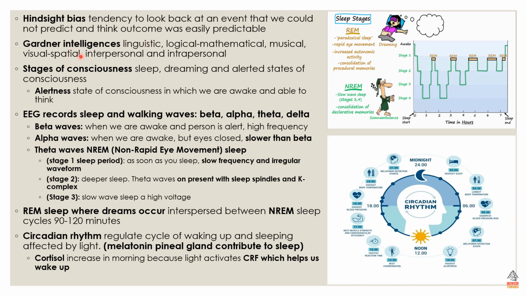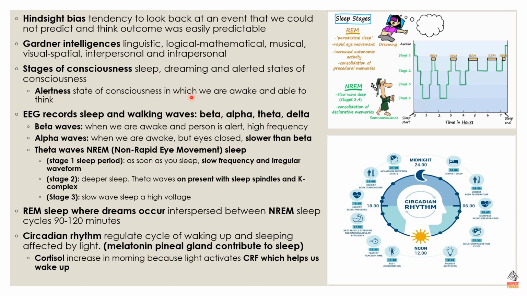Next, you've got hindsight bias. It's a tendency to look back at an event that we could not predict and think the outcome was easily predictable. For instance, let's say you're watching a soccer game, Morocco versus Portugal, and Morocco won. And then you're like, oh yeah, I could have predicted that Morocco would have won easily, something like that.